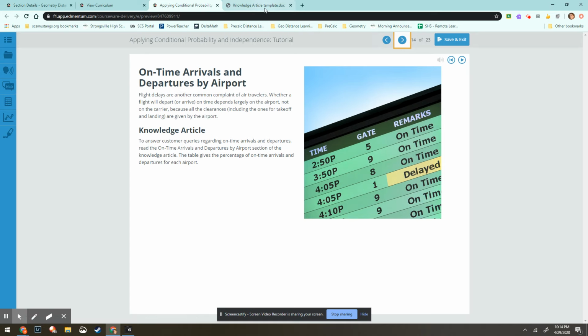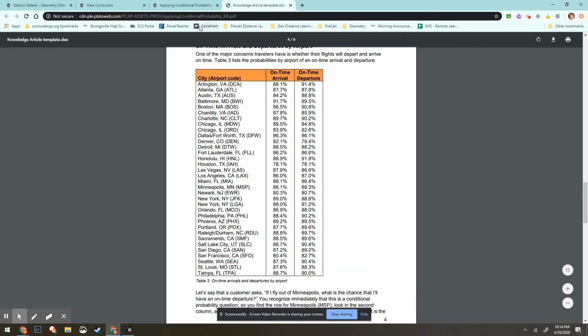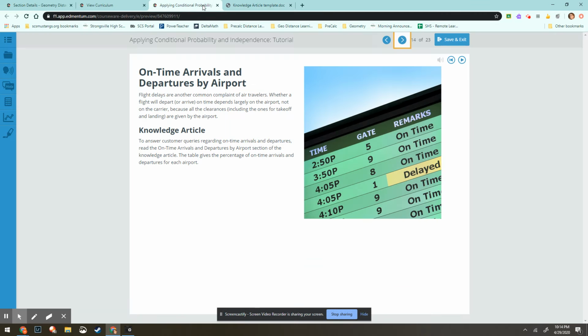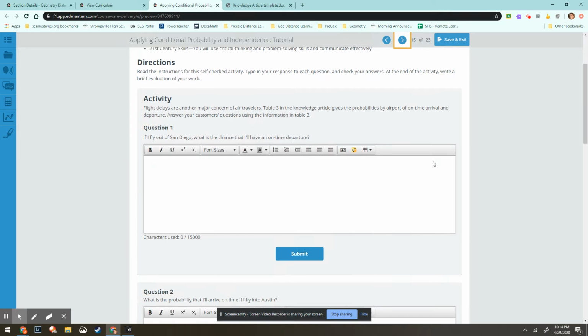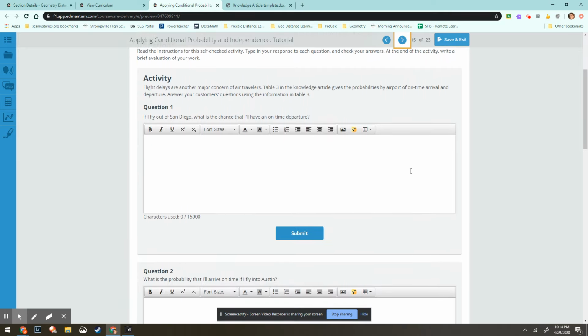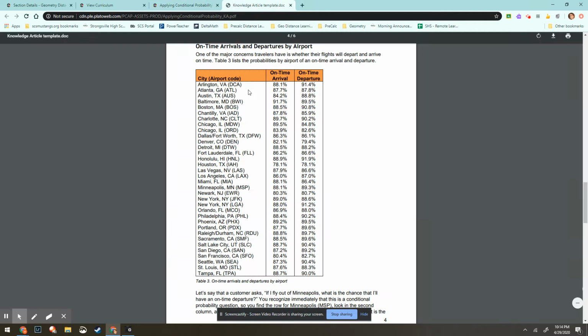Okay. Something else that we can look at is on-time arrivals and departures. If you've ever had a flight be delayed, you know that can be incredibly annoying. So let's look at slide 15, this third activity. If I fly out of San Diego, what's the chance that I'll have an on-time departure? So I'm flying out of San Diego.